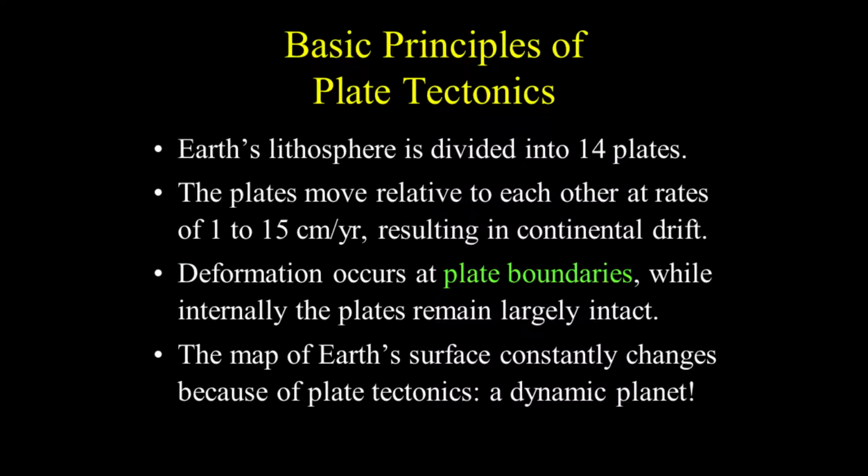Here are the basic principles of plate tectonics. It starts with Earth's lithosphere, which is divided into 14 plates. The plates move relative to each other at rates of 1 to 15 centimeters per year, resulting in continental drift. Deformation occurs at plate boundaries, while internally the plates remain largely intact. The map of Earth's surface constantly changes because of plate tectonics. We have a dynamic planet.